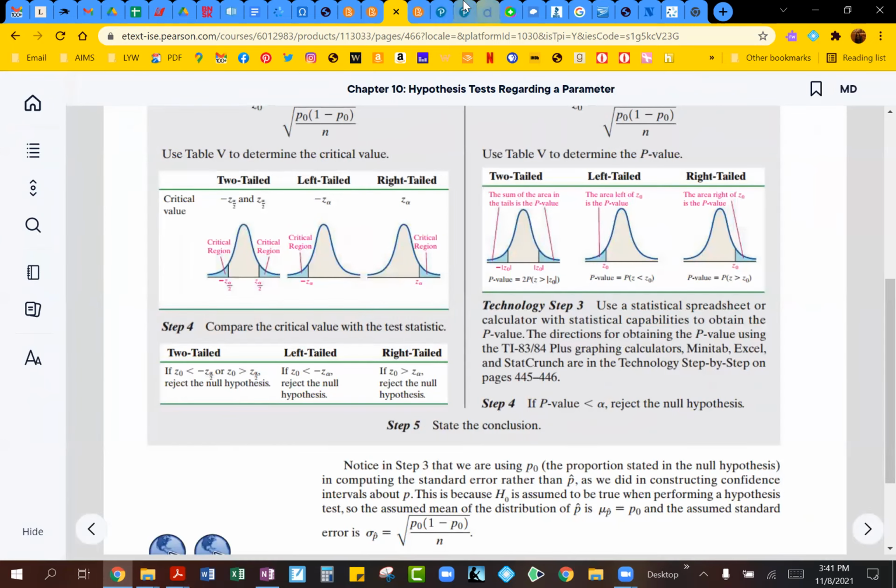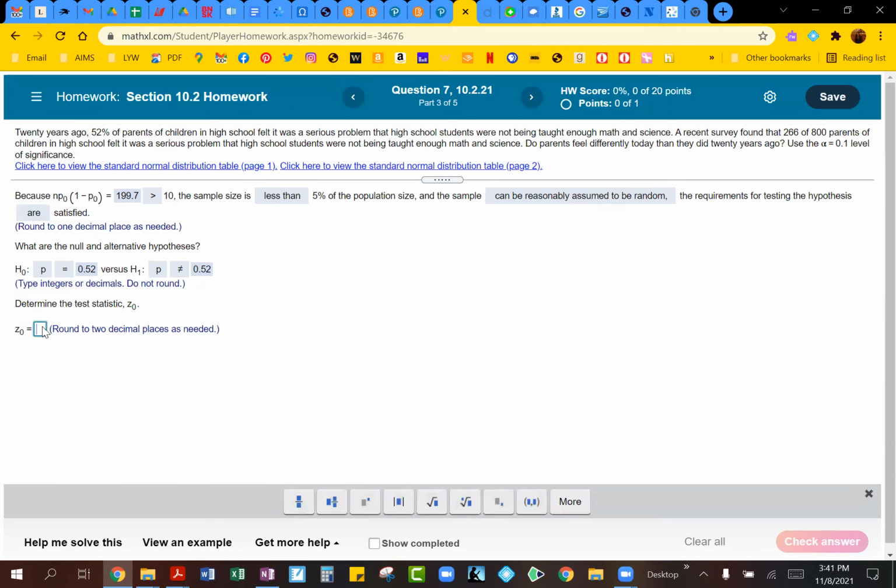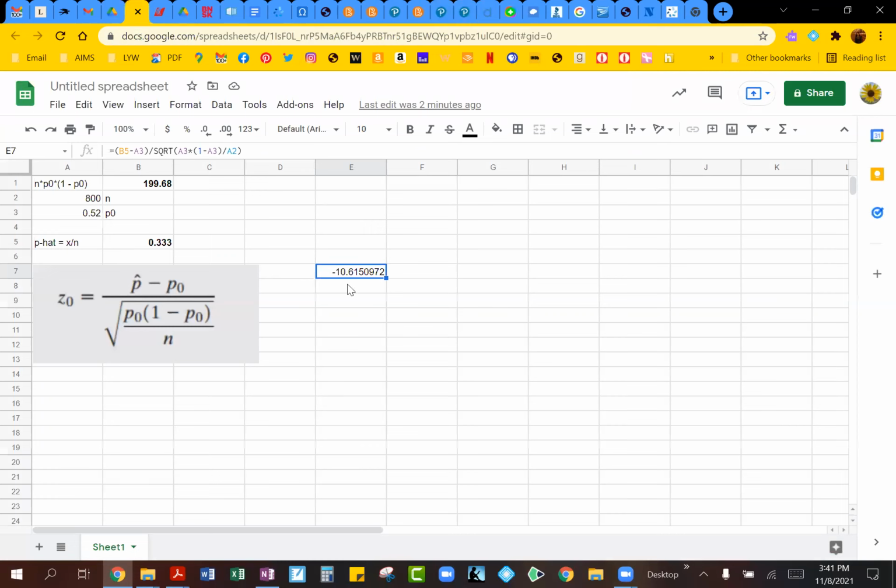And so to do that calculation, we're actually going to come back here. You can see our alpha value is given to us as 0.1 as our level of significance. Let's go ahead and put this number in. We had negative 10 point, and they want 2 decimal places, so that will be 0.62.